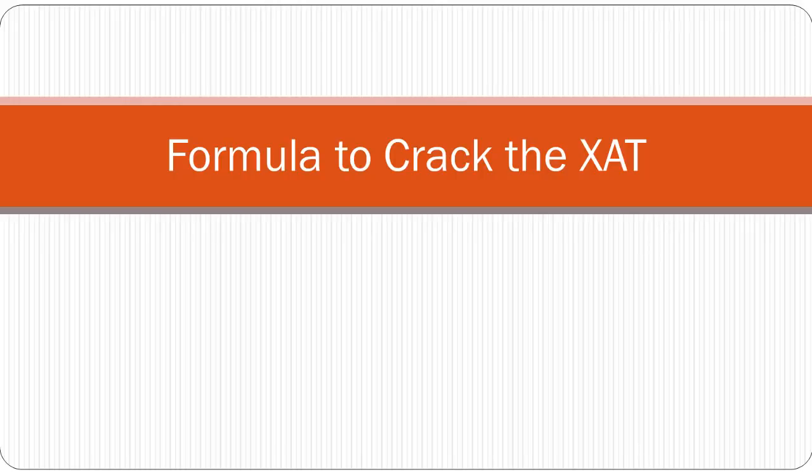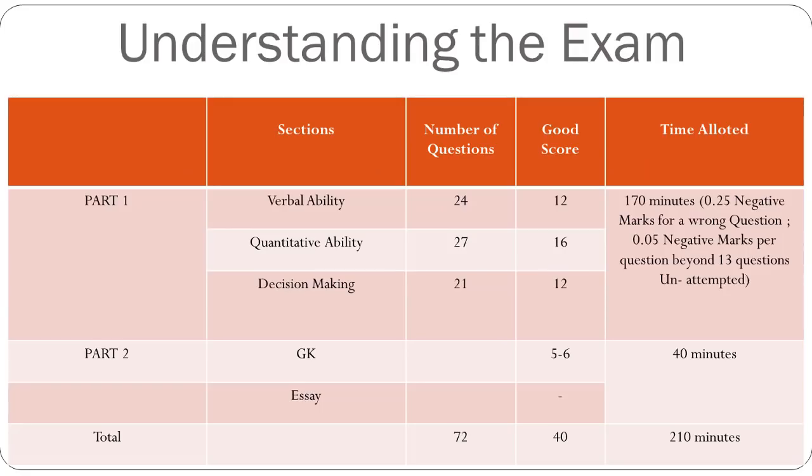In this video I'll be discussing a foolproof approach which will help you all to crack the XAT. So let's begin. Let us first understand how this XAT paper is structured. As per the instructions given on their website, the pattern is going to remain the same as last year. Last year we had about 24 questions in verbal ability, 27 questions in quants, 21 questions in decision making, and 25 questions in GK, and we had one essay.